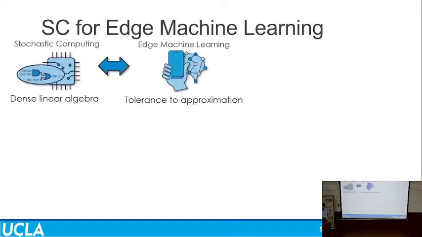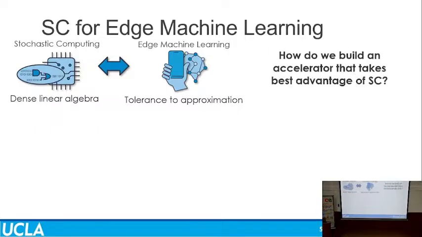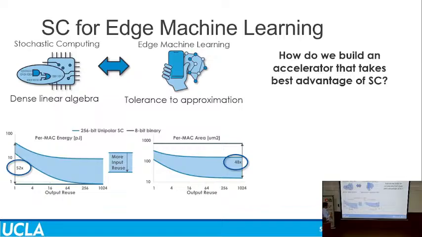So why we believe that SC would be a good option for edge machine learning is because of this very dense implementation of multiply accumulate, we can do very dense linear algebra, which is what ML requires, and most ML models have a somewhat reasonable tolerance to approximation, right? So the question becomes, how do we build an accelerator that takes the best advantage of SC? So where would the advantage come from?